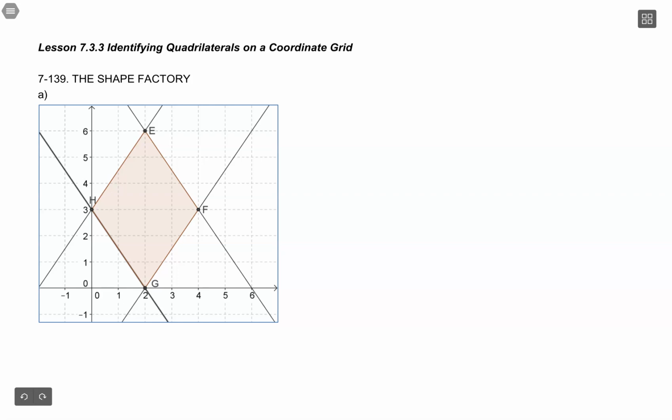All right, folks, this is lesson 7.3.3, identifying quadrilaterals on a coordinate grid, and there's nothing new in this lesson. We've done this work before. This is just additional practice. There are 3 problems we're going to do. It's one problem, 3 parts, 7-139, the shape factory.